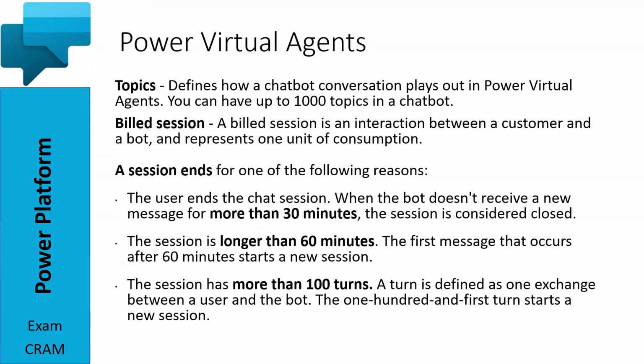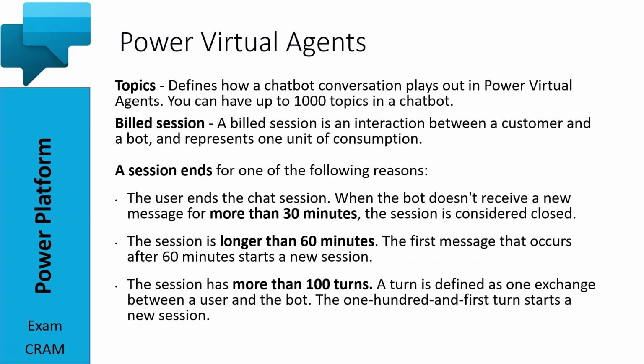Then we have Power Virtual Agent. So Power Virtual Agent is to make chatbots, etc. Here there are a few things to remember, like topic. So what is a topic? A topic defines how a chatbot conversation plays out in Power Virtual Agent. It defines a chatbot conversation, and you can have up to 1,000 topics in a chatbot. Things to remember. Then there is something called a billed session. A billed session is an interaction between a customer and a bot, and represents 1 unit of consumption. So that is what the billed session is.